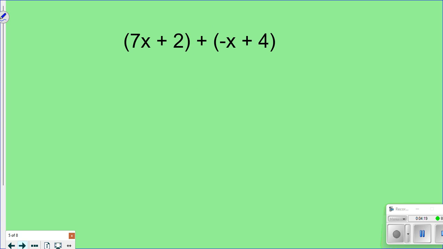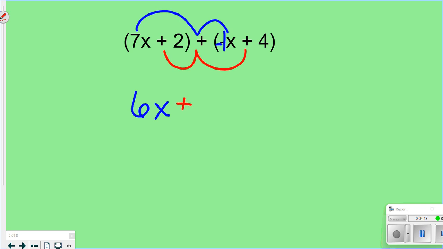Okay, this one says 7x plus 2 plus negative x plus 4, and I'm going to follow my rule. If I have a lonely variable, I'm going to put a 1 with it, so that's going to say negative 1x plus 4. So the second way I did like this, 7x plus negative 1x. 7x plus negative 1x is 6x. And then I'm going to work with my constants. Positive 2 plus positive 4 is a positive 6.